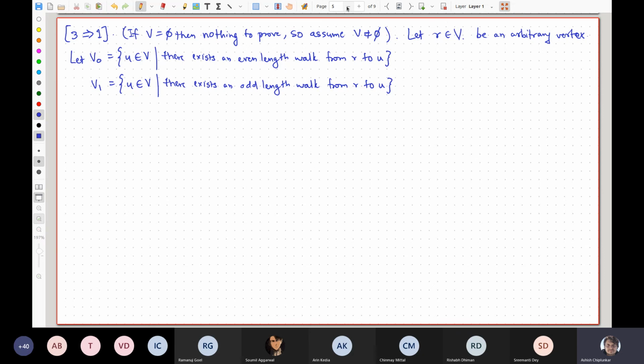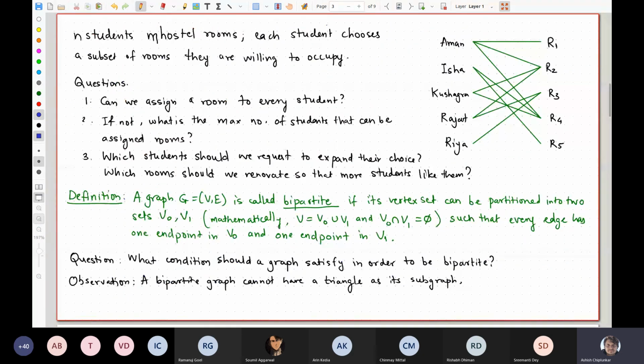So sorry to go back to an earlier definition. I forgot to say that if a graph is bipartite, then such a partition V0, V1 is called a bipartition of G. Right. So let me just add it over here, so that we can conveniently use that term in our proof. The pair V0, V1 is called a bipartition of G.